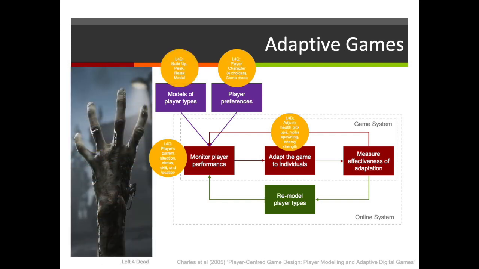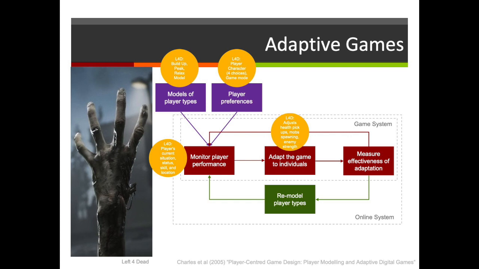The Left 4 Dead series are very, very well known for having dynamic difficulty. In Left 4 Dead, it actually looks at lots of different aspects of the player's current situation, their current health status, the skills that they've gathered, where they are in the game, and then it adjusts a whole variety of things. So, for example, the health pickups, the mob spawning, the strength of different enemies. And what it's trying to do is essentially keep you on the edge, so you're always in the position of just being able to survive.